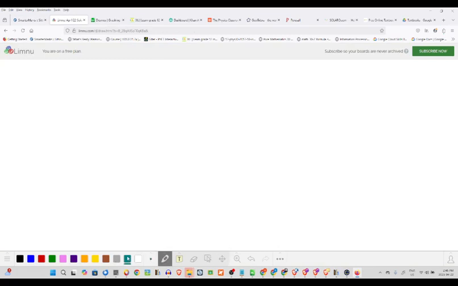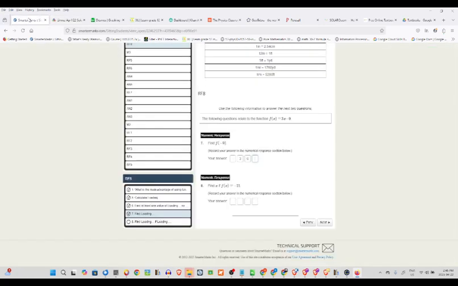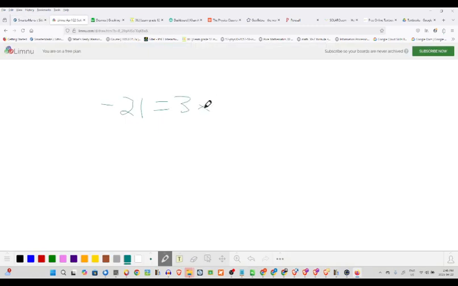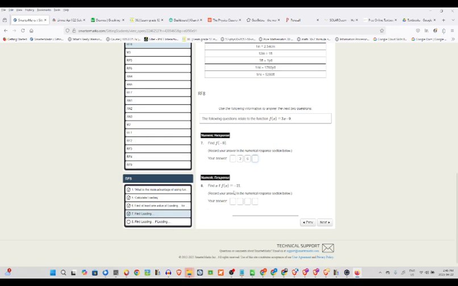So we have negative 21 equals 3x minus 9. We add 9 to both sides. Negative 12 equals 3x, and x is negative 4. We can confirm that. Negative 4 times 3 is a negative 12, minus 9 is a negative 21. So negative 24 is our answer here. This completes relations and functions 8.